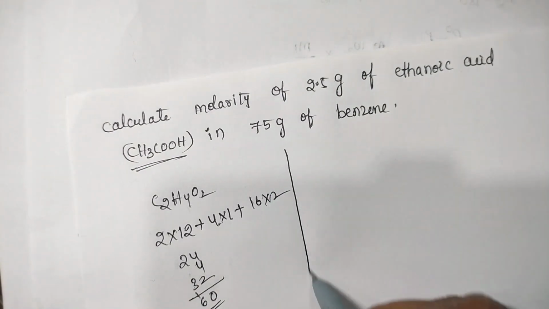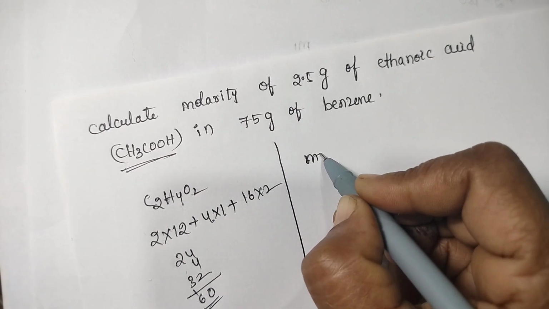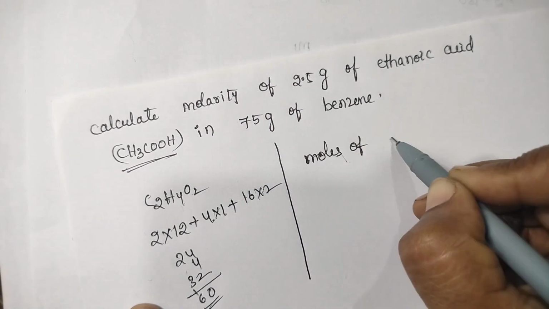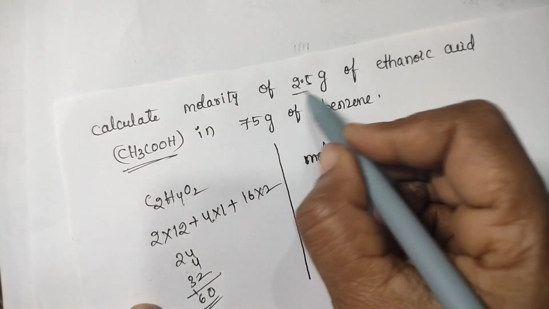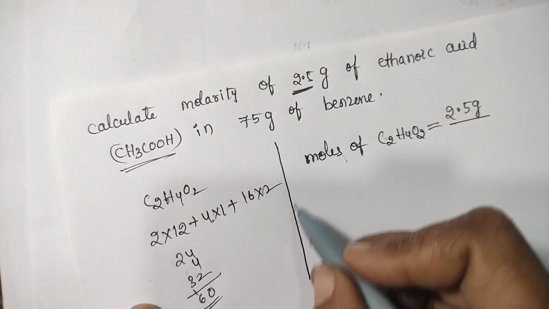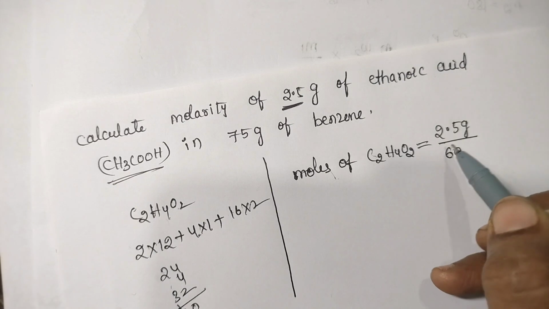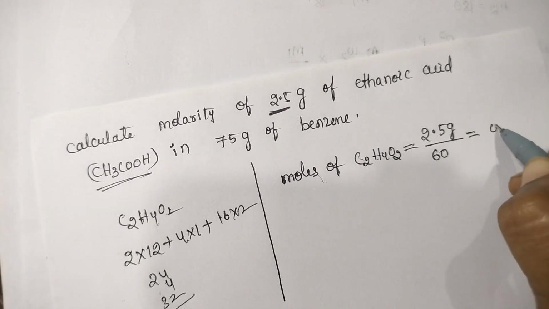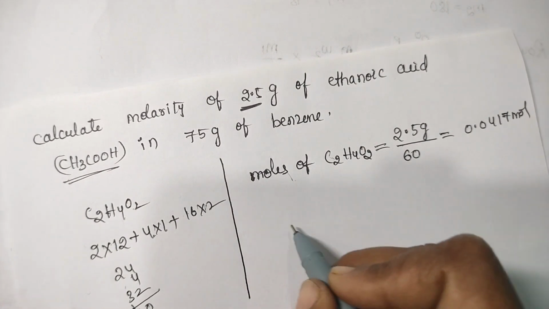Next, we can calculate molarity now. So number of moles of C2H4O2, that is ethanoic acid, that is equal to how many grams? So weight by mass. How much? 60. So number of moles, the formula will be weight by mass. So if we calculate this one, we will get 0.0417 moles.